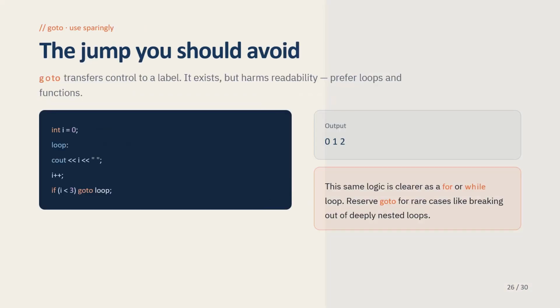Usage of jump. The goto is something you should avoid. Goto transfers control to a label. So whenever you use goto, you have to be very careful. You should not bring any chaos or confusion inside the code.